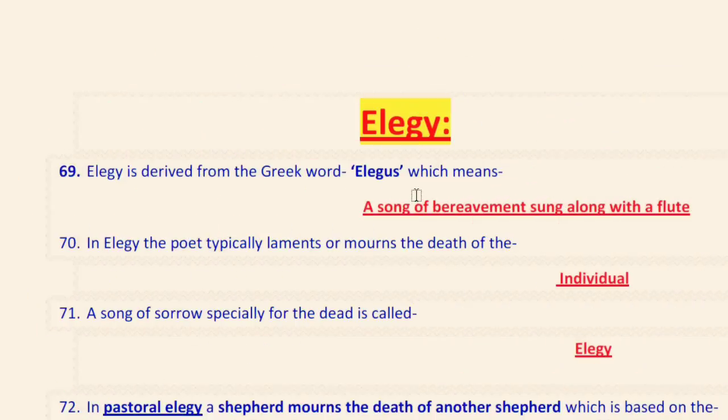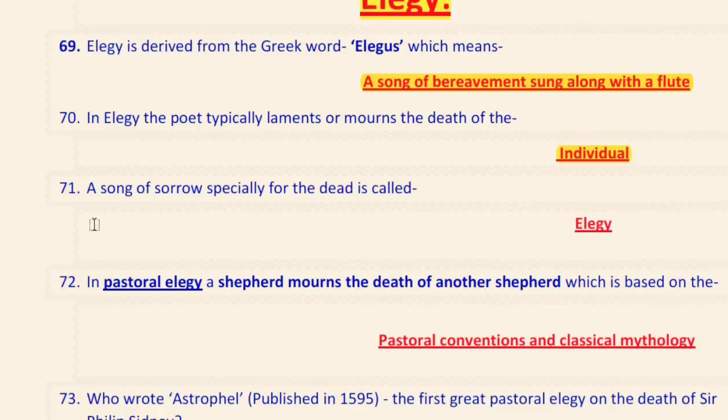Okay, now let's discuss the questions based on elegy. Question number 69. Elegy is derived from the Greek word elegus, which means a song of bereavement sung along with a flute. Question number 70. In elegy, the poet typically laments or mourns the death of an individual. Question number 71. A song of sorrow, especially for the dead, is called elegy.